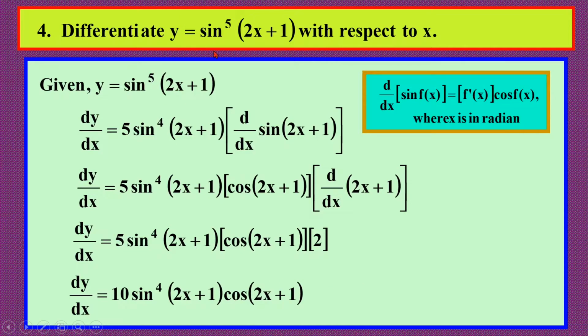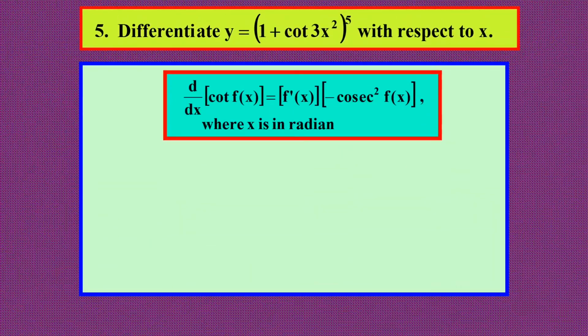Now, for the 4 examples, I'm using sine. It works the same when you are doing for cos or other trigonometry. Let's look at this one. What if I get cotangent?